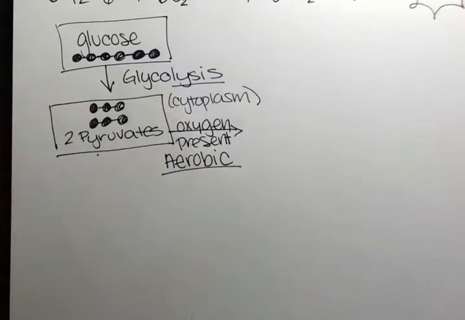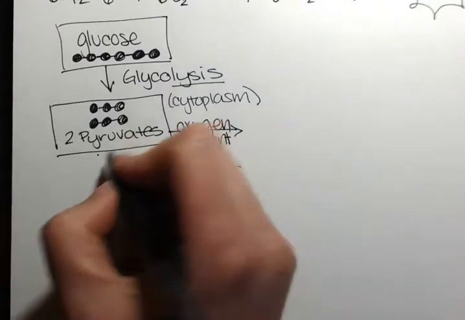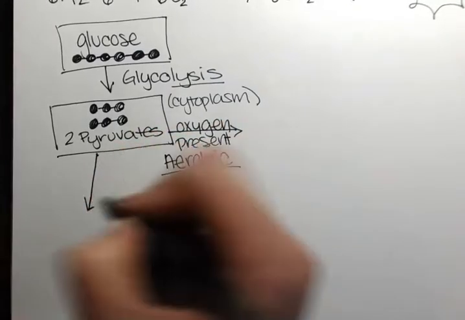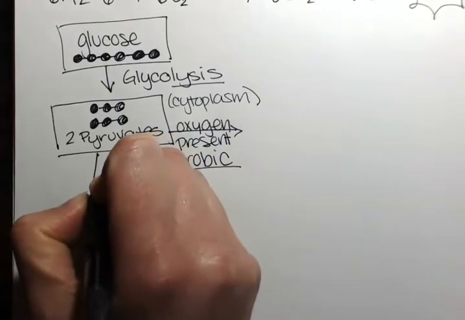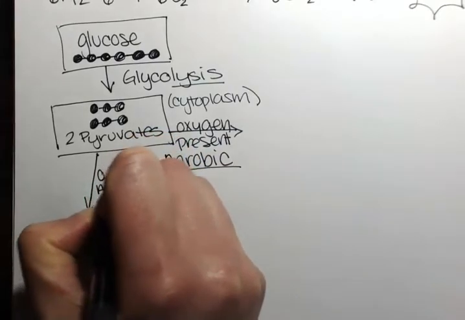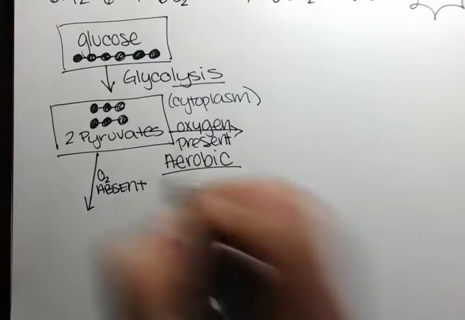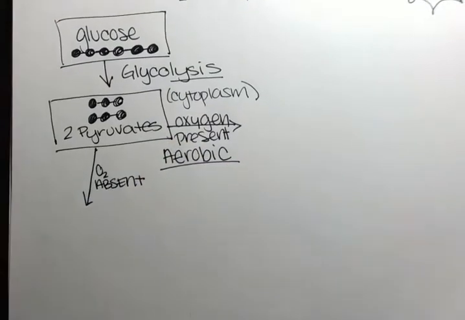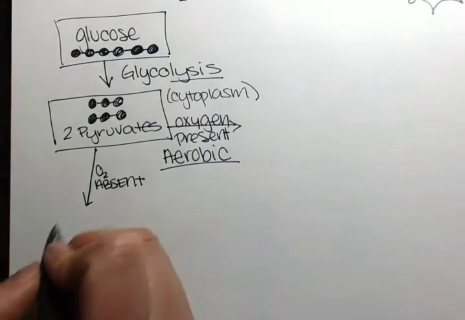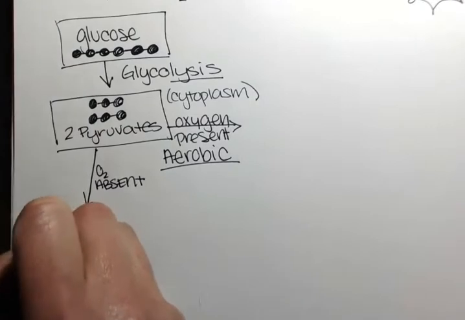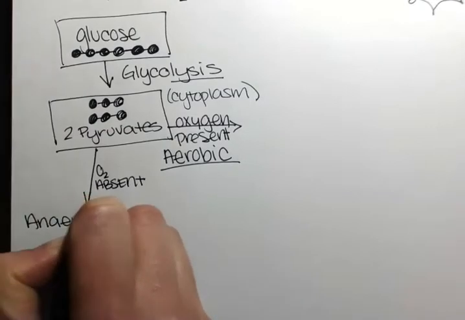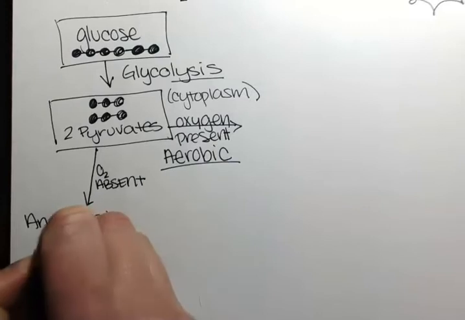But not all organisms have the mechanisms or organelles or enzymes or the oxygen to perform aerobic cellular respiration. And so if your oxygen is absent, many organisms, or some organisms, are going to go into something called anaerobic respiration.